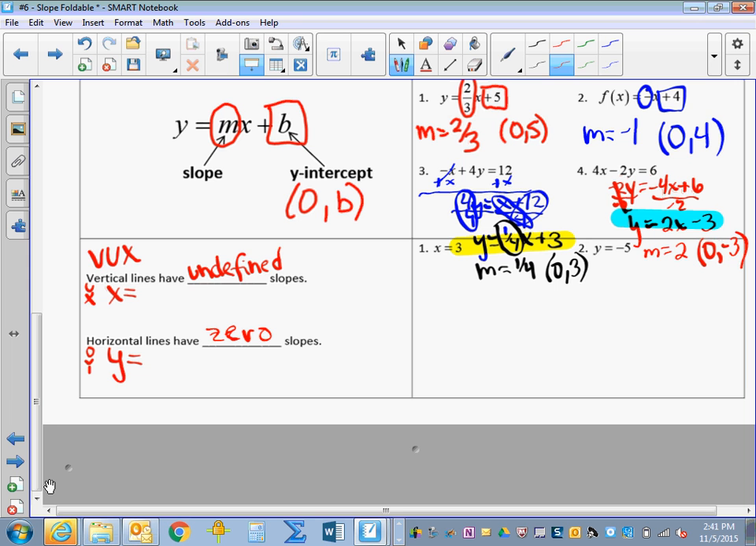All right, so let's take a look at number 1. I'm going to rewrite number 1 down here, since it kind of got scrunched. Okay, so let's say my slope for each of these. What is my slope for x equals 3? Well, first of all, is x equals 3 a horizontal or a vertical line? Go ahead and show me with your arm what it is. Good, it's a vertical line. So what is my slope for x equals 3? Good. Slope is undefined.